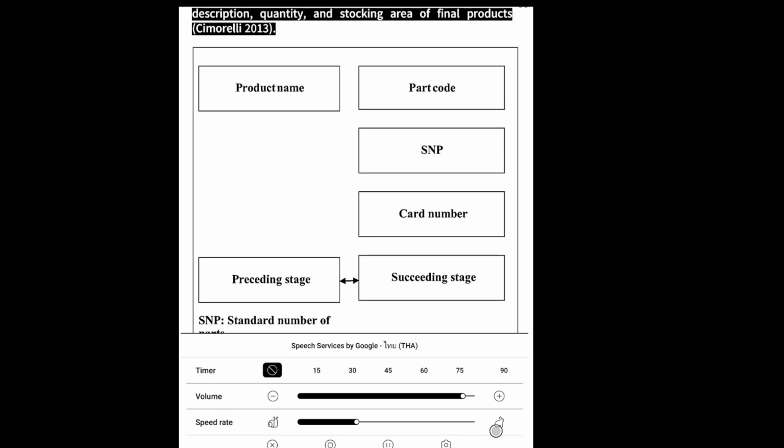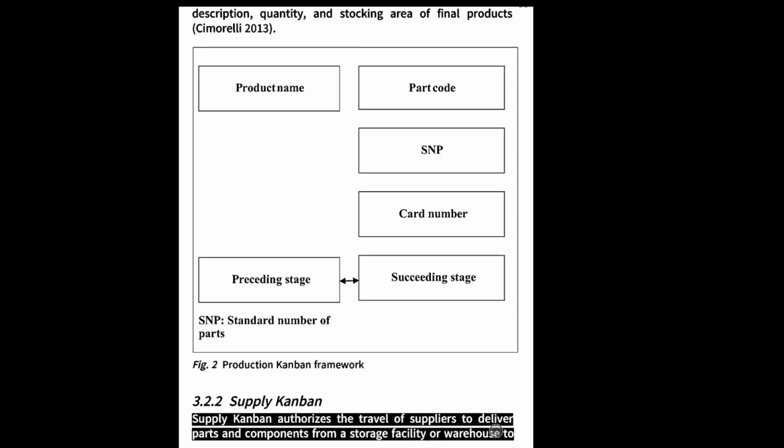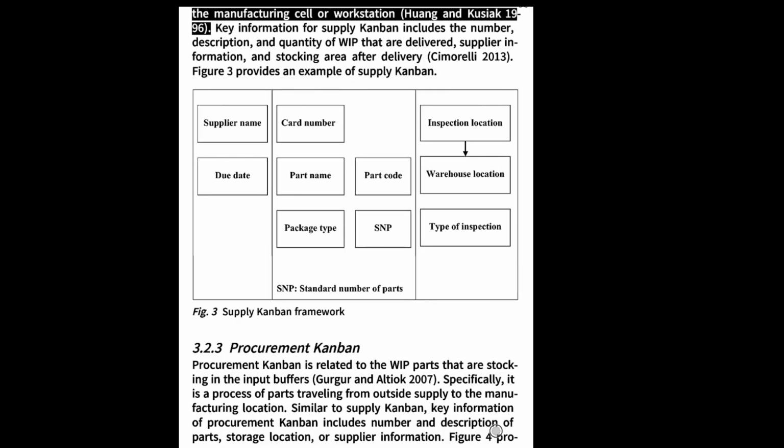Chimorelli 2013. 3.2.2 Supply Kanban. Supply Kanban authorizes the travel of suppliers to deliver parts and components from a storage facility or warehouse to a manufacturing cell or workstation.